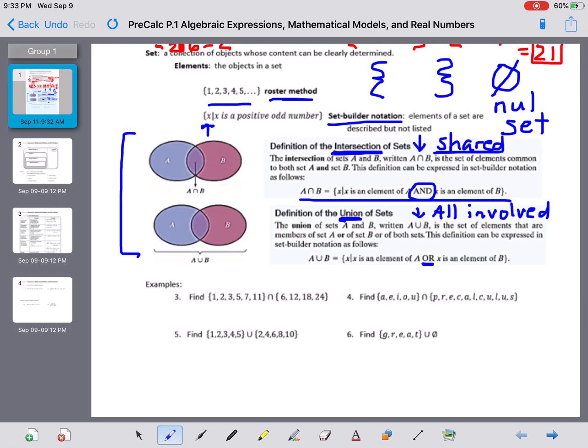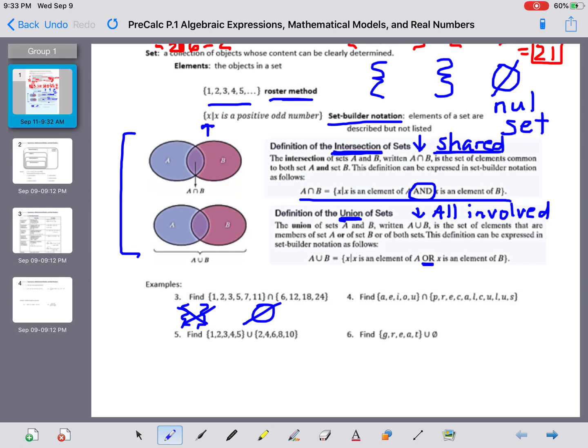Well, the set on the left looks like prime numbers going up there, and the set on the right looks like they're all even. I don't see any in common. Because of that, instead of having a set with nothing in it, I just write the null set. That's my empty set. There's nothing I can put in my new set for both of them.